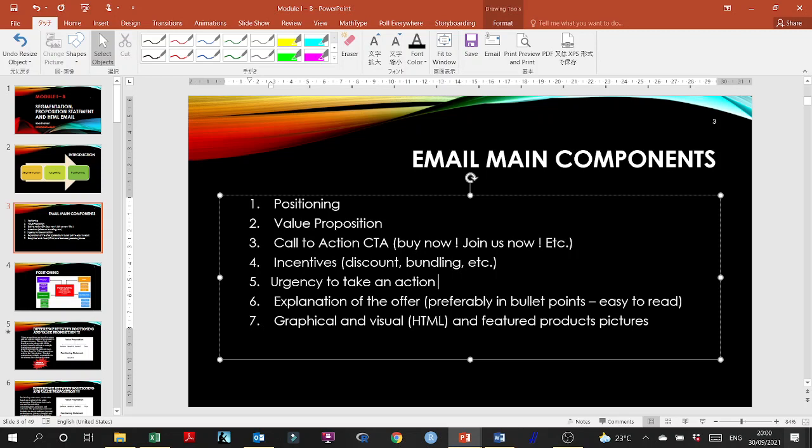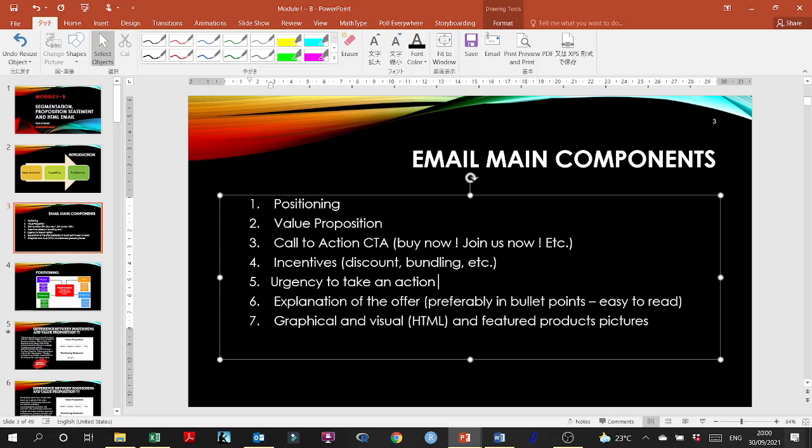Explanation of the offer: you need, of course, to explain what the offer is. Usually in our case, we're going to enhance this explanation with a picture, with graphics, and also embed a button in each graphic so that the person can go into that specific website.